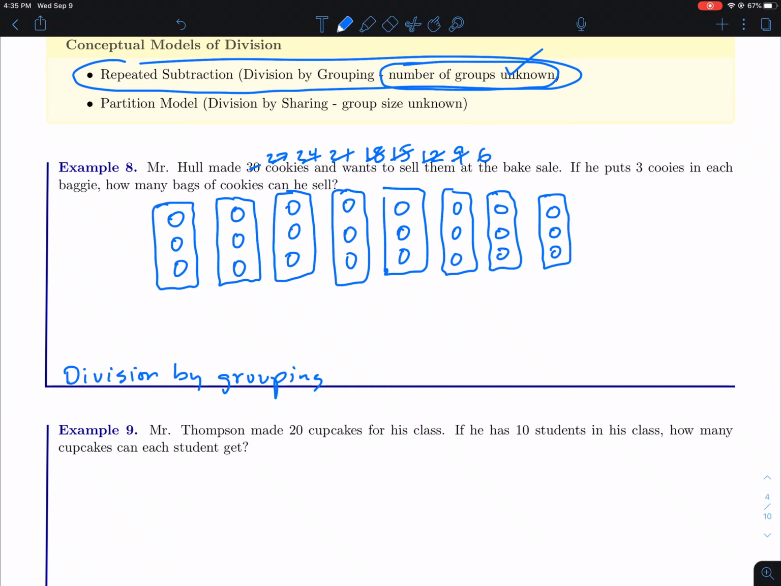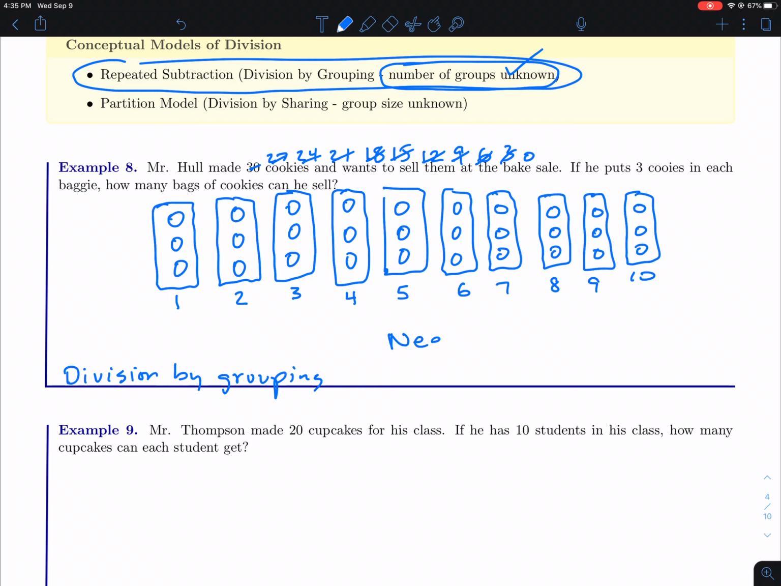3 more cookies takes me down to 6. 3 more cookies takes me down to 3. And then finally, this should be the last bag of cookies that I need. So I'm down to 0. So now I go back and count how many groups that I needed, or how many bags. So in this case, I've got 1, 2, 3, 4, 5, 6, 7, 8, 9, 10. So in this case, it took me 10 groups, or 10 bags, to fill up these different cookies.